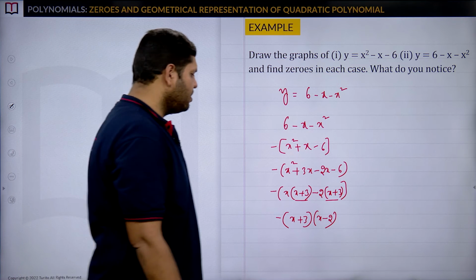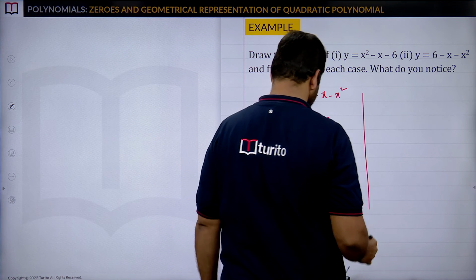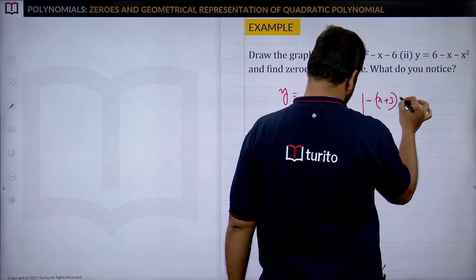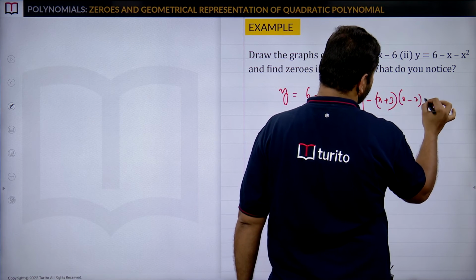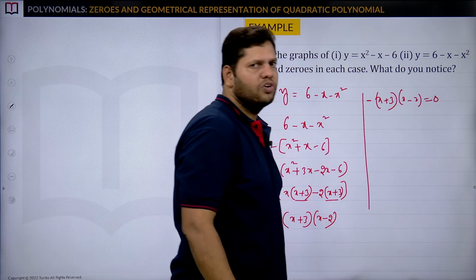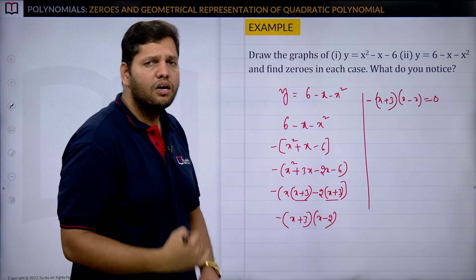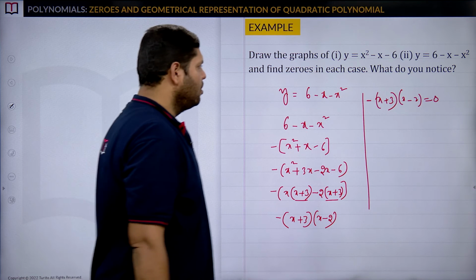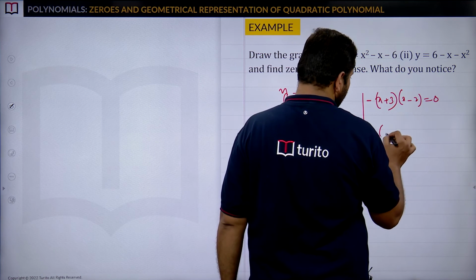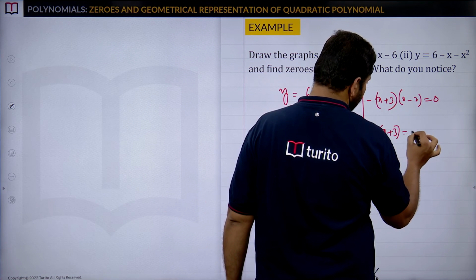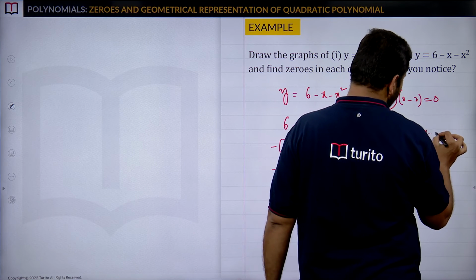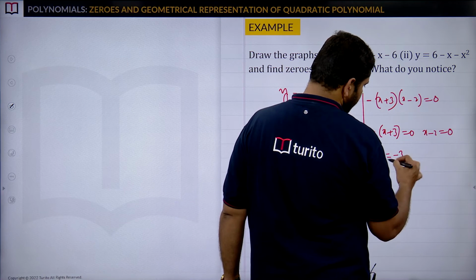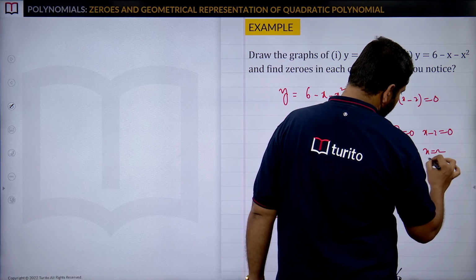Okay. Then how can we find the zeros of the polynomial, children? To find the zeros of the polynomial, minus of (x plus 3) and (x minus 2) equal to 0. To find the zeros, we have to equate the complete product to 0. So from this, what can we write, children? Minus of (x plus 3) equal to 0, or we can say x minus 2 equal to 0. So I can say x is -3, and I can say x is plus 2.